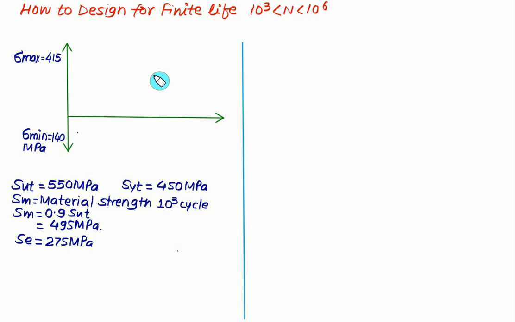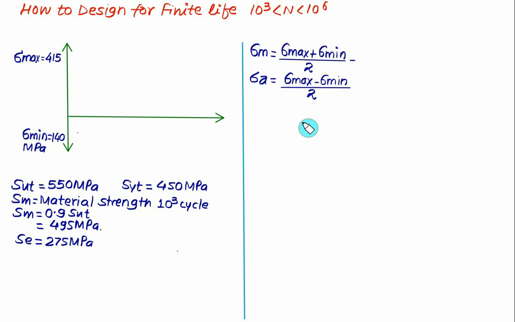Consider here that a part is fluctuating between maximum stress equal to 415, minimum stress equal to minus 140, and for the given part the SUT is equal to 550, SYT is equal to 450. The material strength corresponding to 10 to the power 3 cycles, you have to take as 0.9 of SUT. So 0.9 of 550 is 495 megapascal. And let's say we have an endurance strength equal to 275 megapascal.